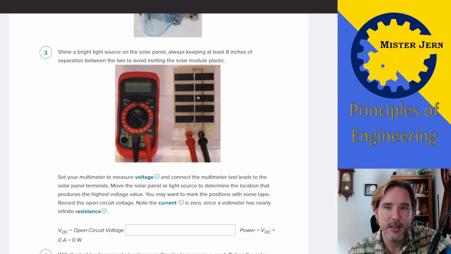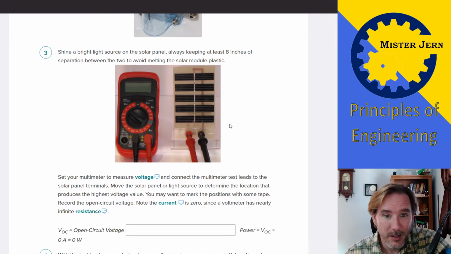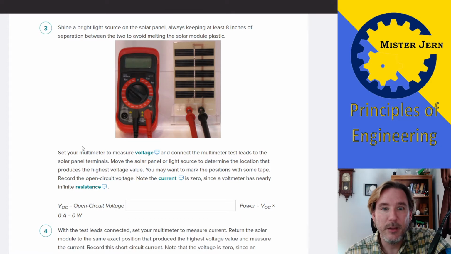So here is a solar panel. Here's a voltmeter, and in this case, if you read the directions, it just tells you you're going to shine a bright light source onto a solar panel. Always keeping at least 8 inches of separation because you don't want to melt anything. Those lights do get pretty warm. Now, what you're going to end up doing then is, with the light shining on it, you're going to measure the voltage.